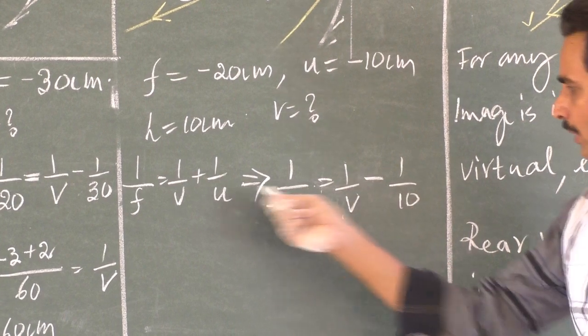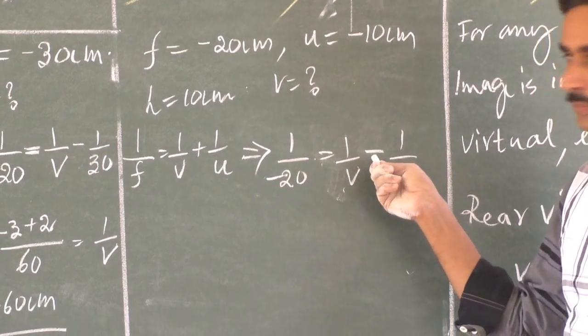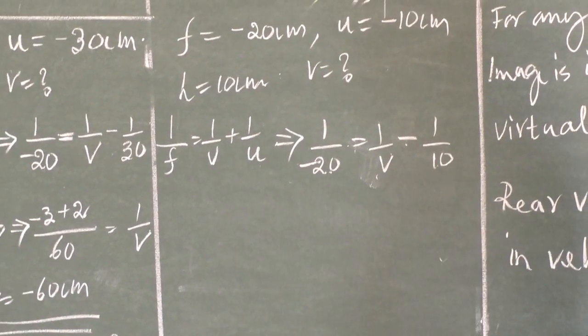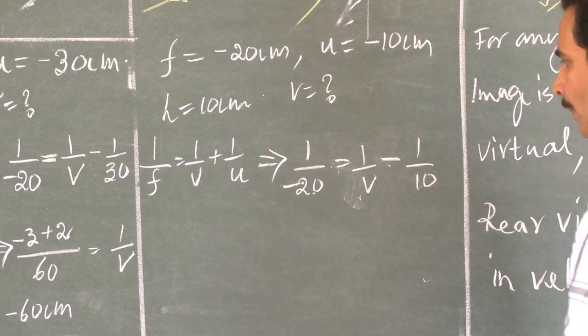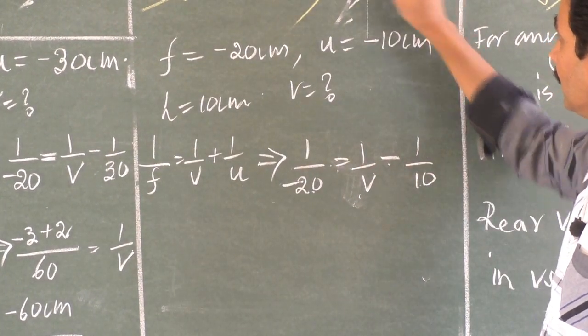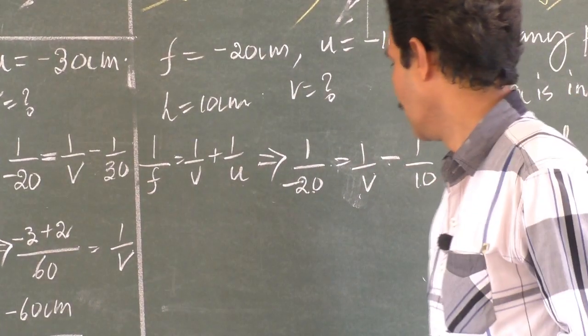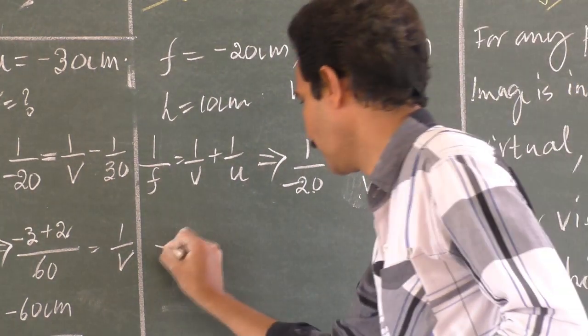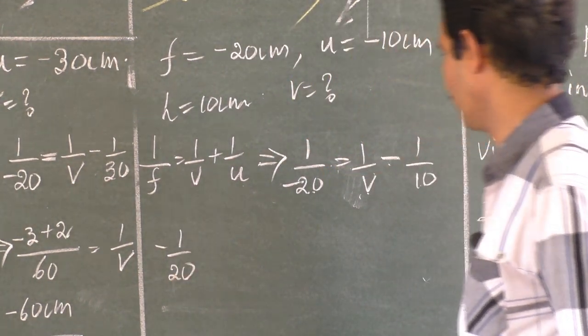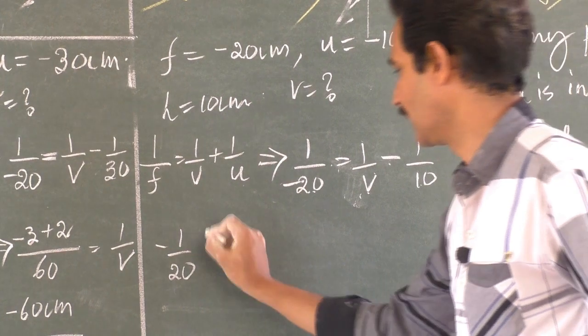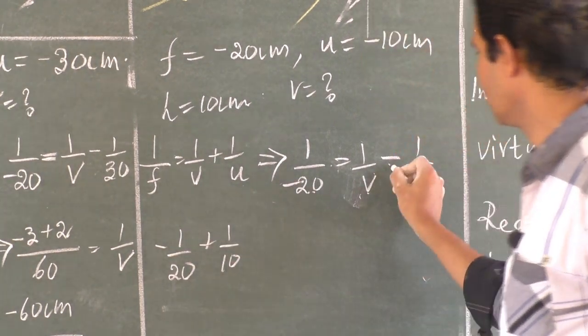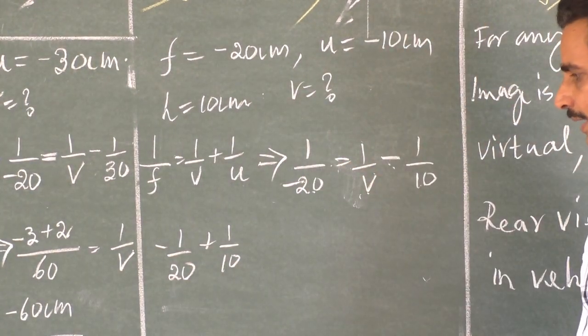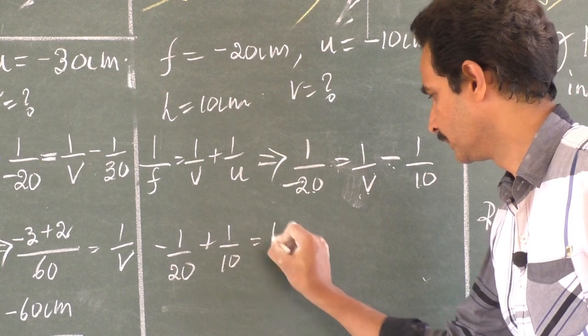Minus sign came because u becomes negative, so already I put minus sign. f is negative, so we should get inside the mirror. So what is v? v should be positive now in this case. Minus 1 by 1 by 20. I'll bring this plus 1 by 10 here. This minus becomes plus when it comes to the other side, equal to 1 by v.